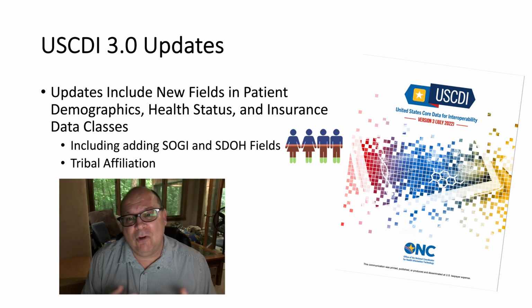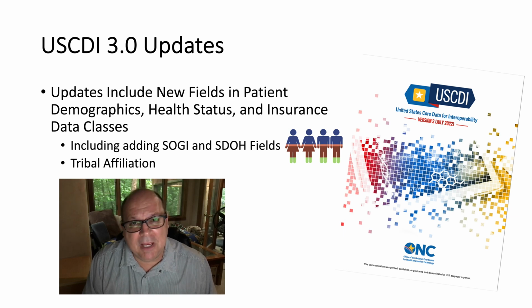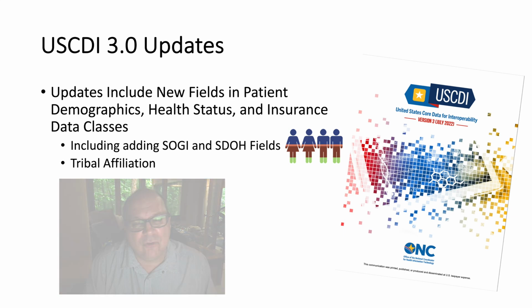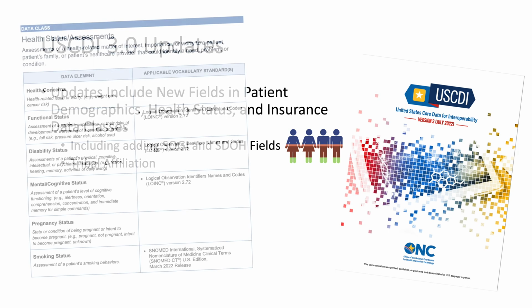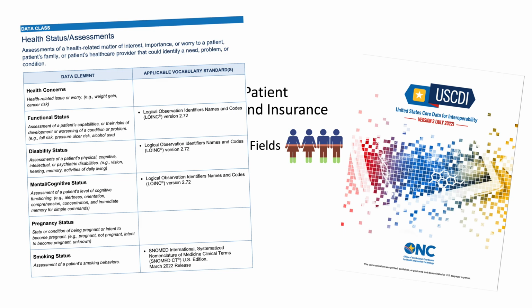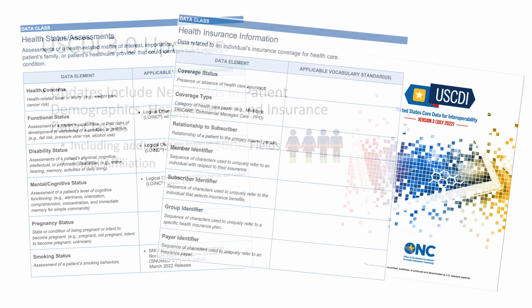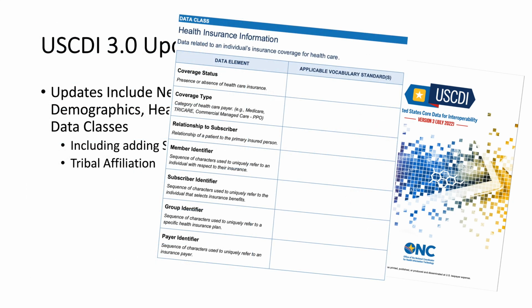And beyond demographics, it's date of death, occupational data, including military service. Smoking and other statuses for health have now been consolidated into what's called a health status class. And this also includes information about pregnancy and mental health and other general information that might not be captured in the medical records. There's a brand new class for insurance data.